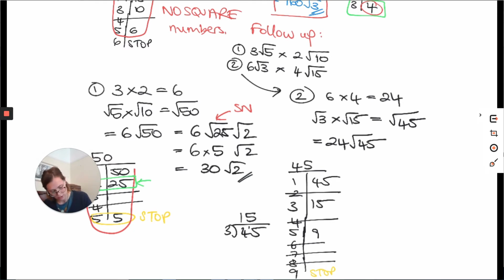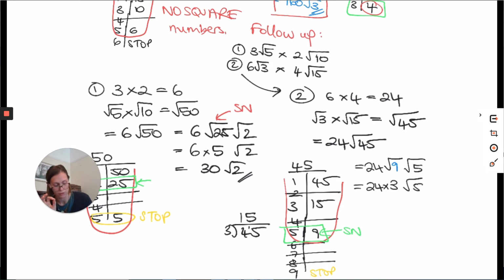So you draw a snake around them, and hopefully you can begin to spot now much quicker that you've got a square number on there, and it's this pair here because 9 is a square number. So this gets split up as 24 root. Think about what number comes first. Has to be the 9 because 9 is a square number, and the 5 goes here. So this becomes 24 times 3 root 5.